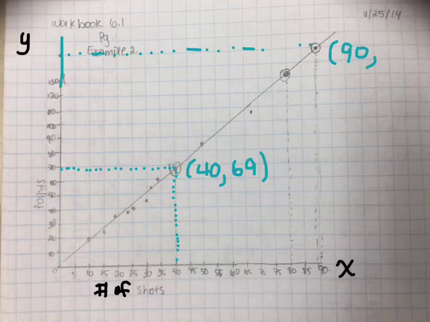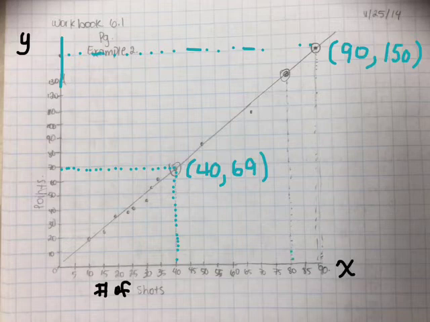Where is that point located? 90 and what? 90 and 150. Okay, so if they took 90 shots, then they would have received 150 points. Was that point in between known values, or did we have to extend the graph? Did we have to go beyond it? We had to extend it, so we had to actually extrapolate, okay?